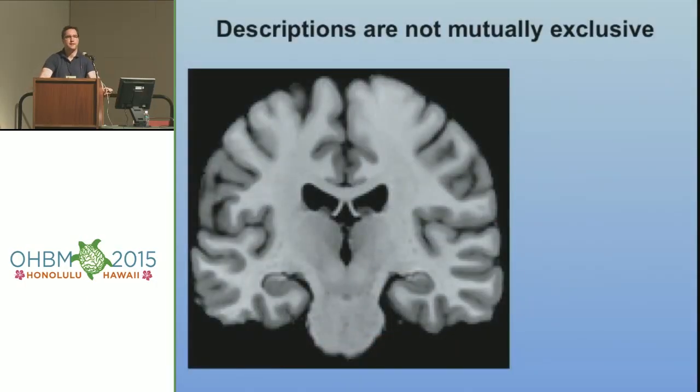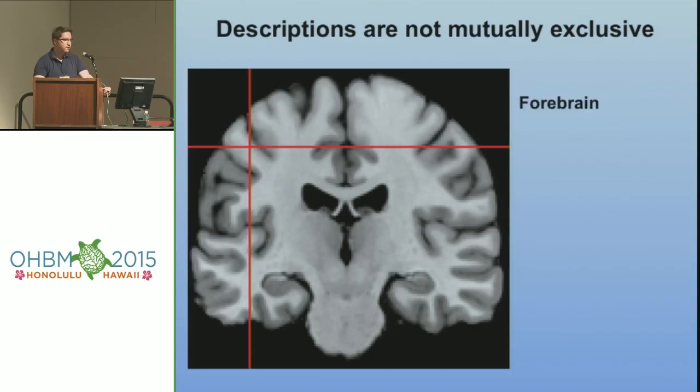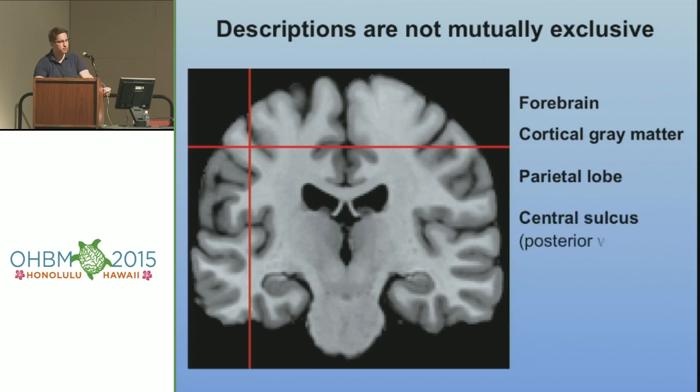Now, let's look a little bit deeper at anatomical descriptions. As I said, the big problem here is that they're not mutually exclusive, but rather we have a hierarchy of levels of description. Coming back to the same spot we just had, the activation in response to touching versus seeing something, we could start on the broadest of all levels and say it's located in the forebrain. It's not in the brainstem. That probably won't get you very far when trying to publish activation findings, but it's a valid description. It's in the cortical gray matter, it's in the parietal lobe, it's the posterior wall of the central sulcus.